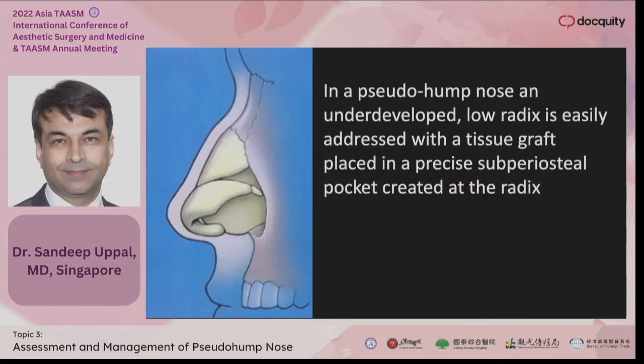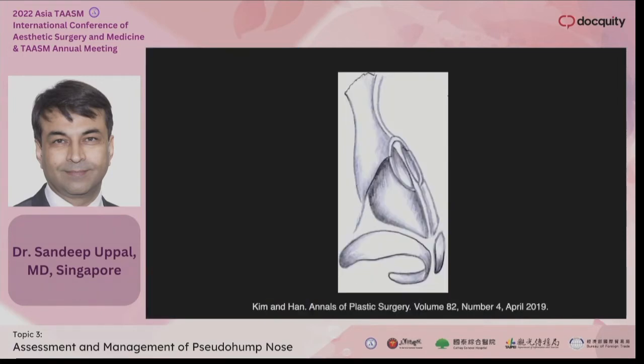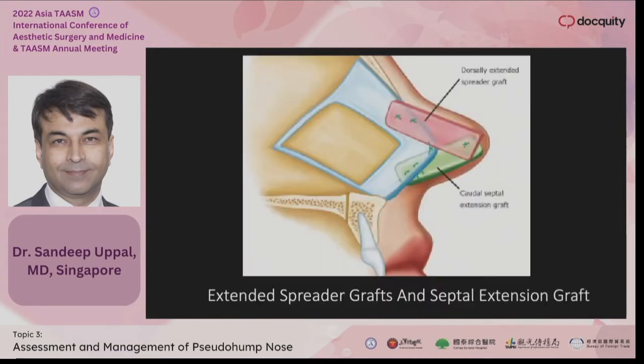In a pseudo-hump nose, an underdeveloped low radix is easily addressed with a tissue graft placed in a precise subperiosteal pocket created at the radix. This may be a cartilage graft, a fascia graft, or other soft tissue graft. Often, a small hump reduction is needed for establishing profile harmony.